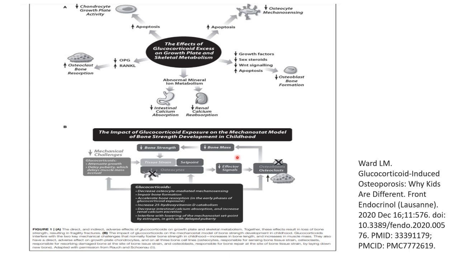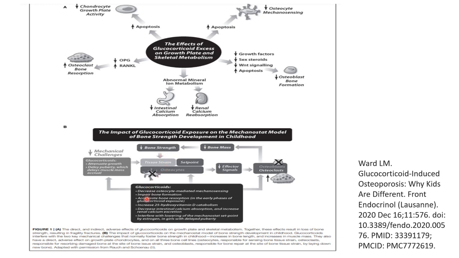This is probably because it affects multiple sites. The glucocorticoids decrease the chondrocyte growth plate activity. There is increased osteoclast bone resorption, probably because of decreased osteoprotegerin and increased RANK ligand. Osteocyte mechanosensing is decreased, and also the growth factors, sex steroids, and WNT signaling are decreased, further leading to decreased osteoblast bone formation. Others are decreased intestinal calcium absorption and decreased renal calcium absorption.